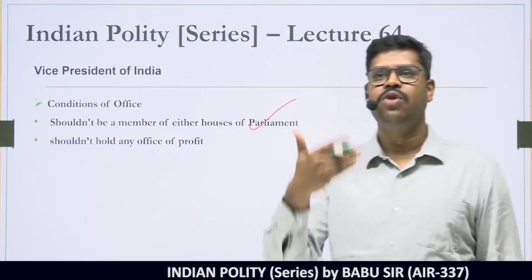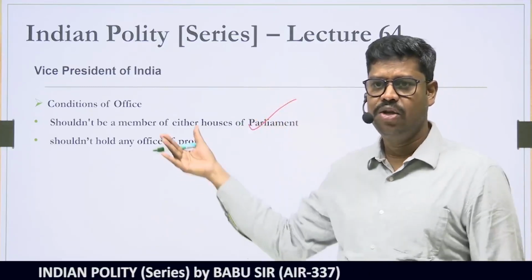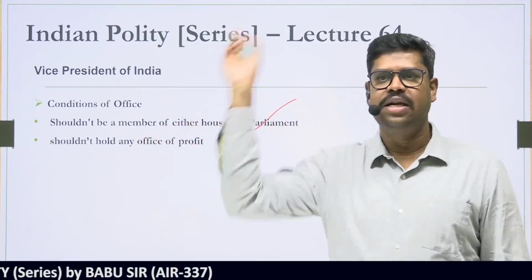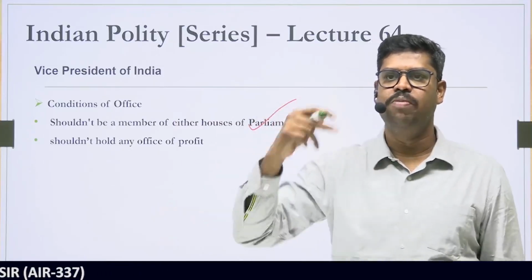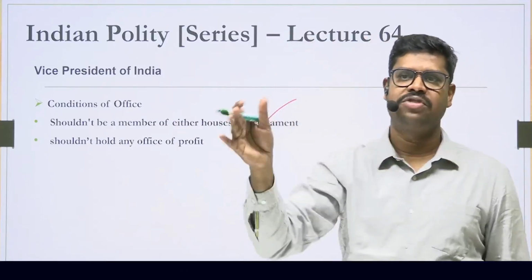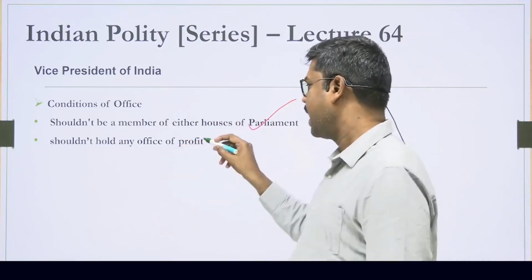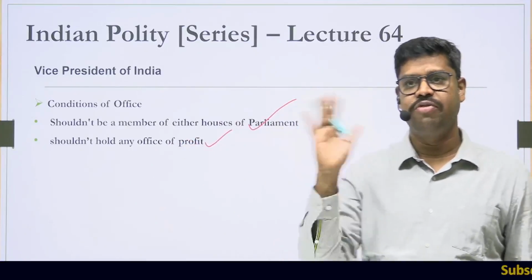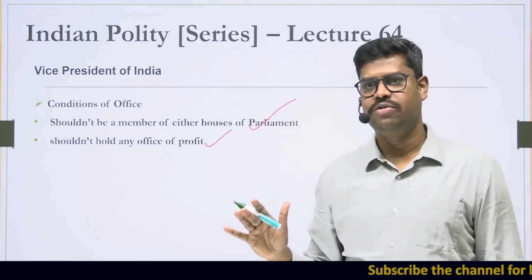That means the moment you are elected as a vice president, then you can only act as a vice president, and you cannot continue to be a member of parliament or a member of state legislature. Although you can contest the election to the office of the vice president as a member of parliament or a member of state legislature, the moment you win, your membership of parliament or state legislature automatically ceases to exist. That's the condition. And apart from that, the vice president should not hold any office of profit. So office of profit is a condition for both things. To contest the election also, you should not hold any office of profit.